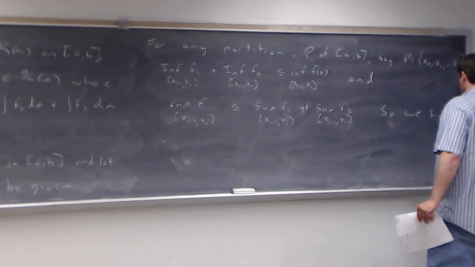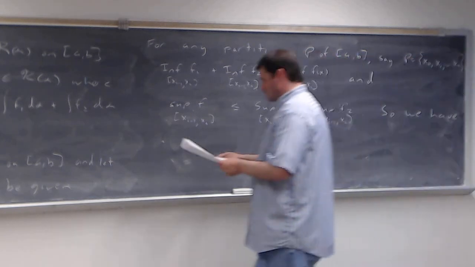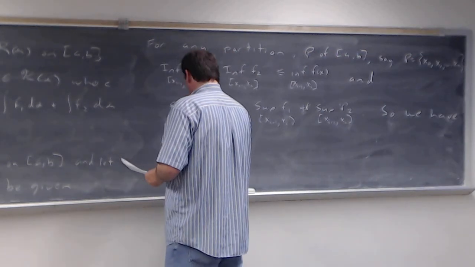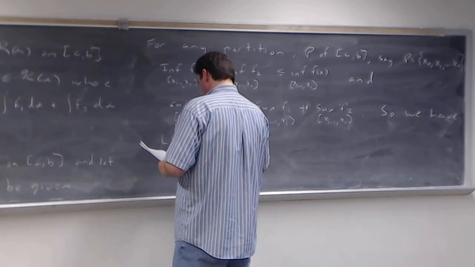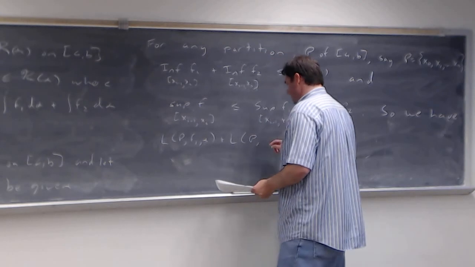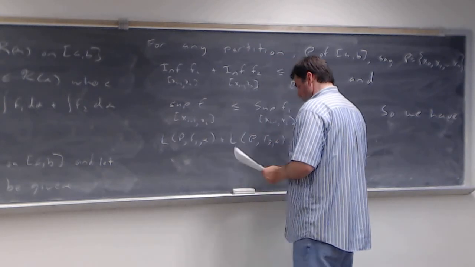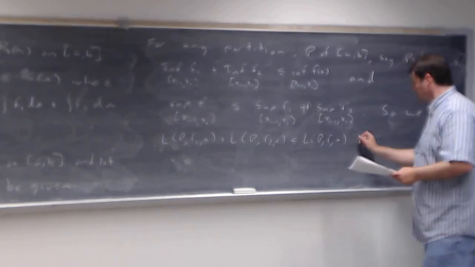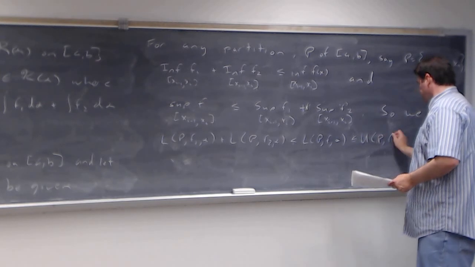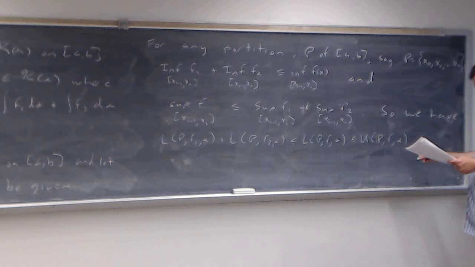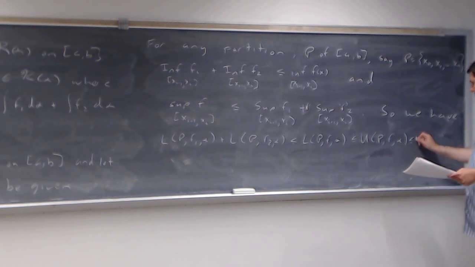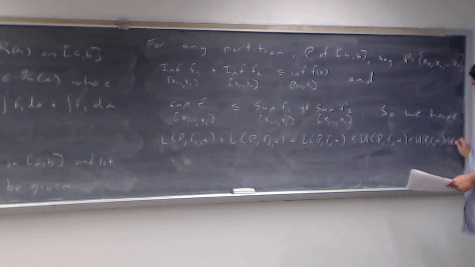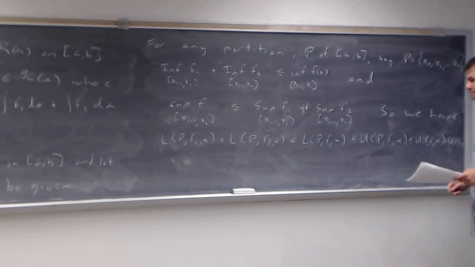So we have that the lower sum with f sub 1 and alpha plus the lower sum with this partition, this is any partition, of f sub 2 with alpha is going to be less than or equal to the lower sum of the partition with f, that's the sum of f sub 1 and f sub 2, which we know to be less than or equal to the upper sum with f, which is less than or equal to the addition of the upper sums of f sub 1 and the upper sum with f sub 2. So we have this long string of inequalities here.